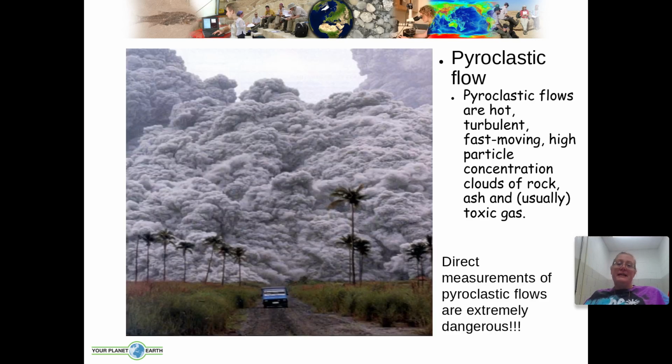Pyroclastic flow. This is really nasty. These things go so fast that it can move faster than that vehicle there. And it's super hot and it's toxic. So it will burn your lungs out before you die of the toxic gas. I don't know if that's good news or bad news. And so if you see anything like that, hope you are farther away than the people in that vehicle.